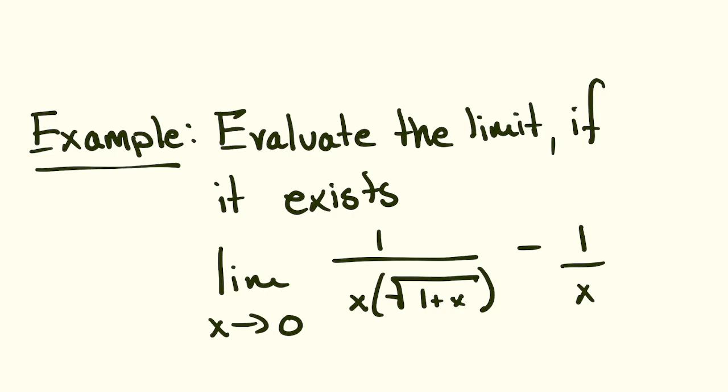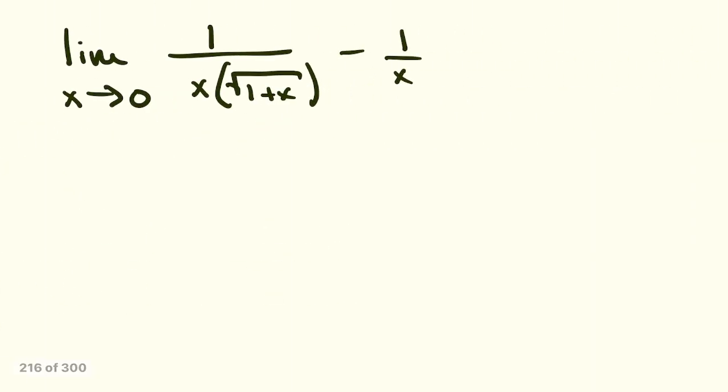In this example, we are going to be evaluating this limit. You'll notice there's a lot of stuff going on in here. When we get down into it, the first thing that we notice is if we plugged in 0 for x, we get 1 divided by 0 minus 1 divided by 0, which is not going to do anybody any good.